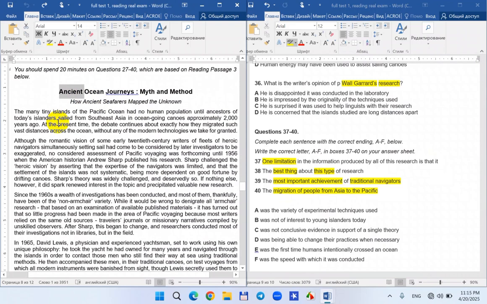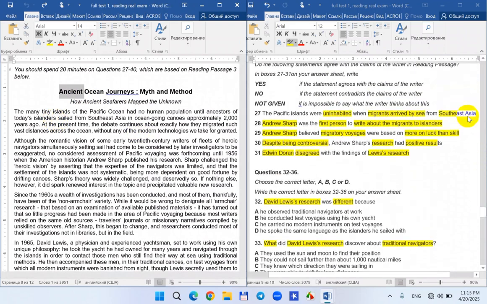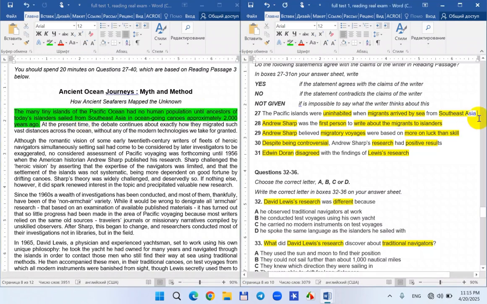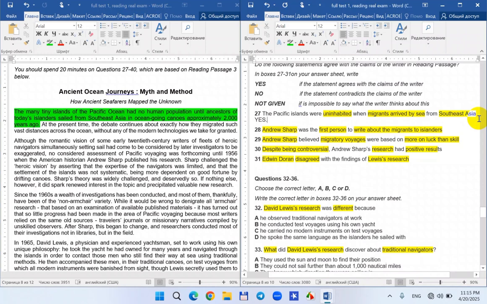Now we are going to continue with the passage. The first thing that I have to focus on is this one by one. We should read it as fast as possible. Tiny islands: the many tiny islands of the Pacific Ocean had no human population until ancestors of today's islanders sailed from Southeast Asia in ocean-going canoes approximately 2,000 years ago. That's the correct answer for question number 1, and the answer is definitely yes. Uninhabited means had no human population. It's pretty simple.